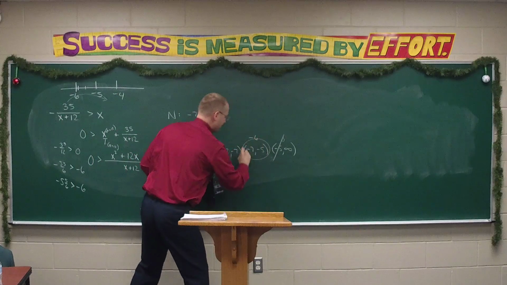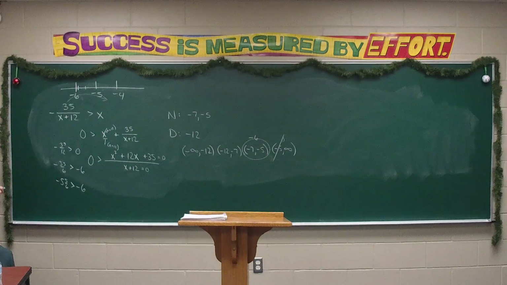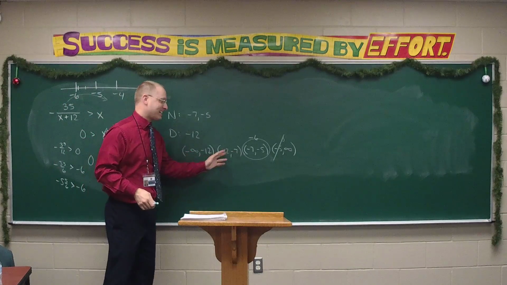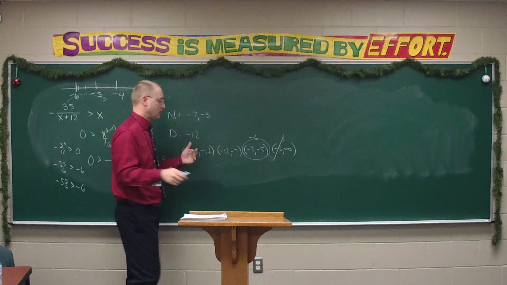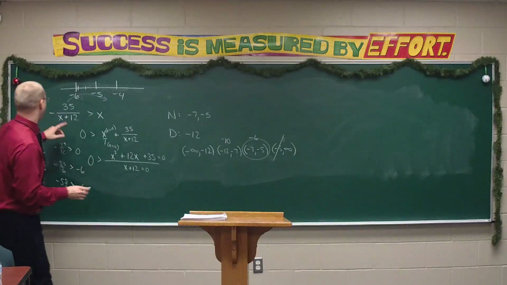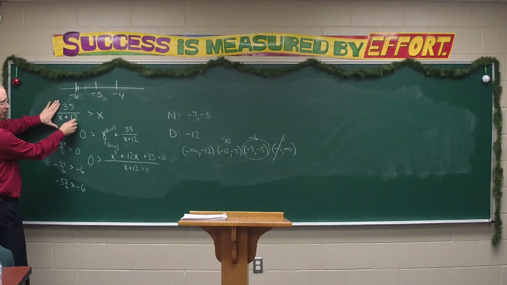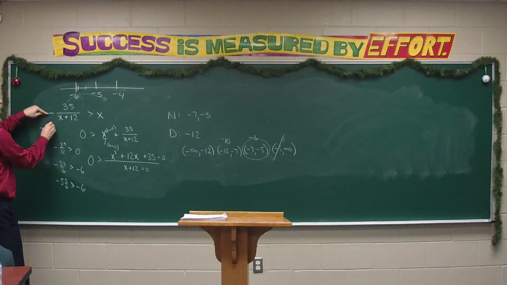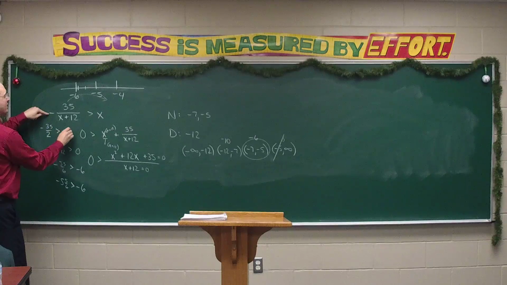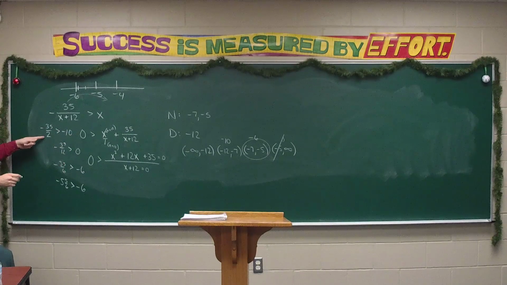Yes, that range works. Maybe we should try a different value. All right, let's pick something in between -7 and -12. Negative 10. All right, so -10 plus 12 is 2. So we get -35 over 2, is that greater than -10? Well, this, when you reduce it down, becomes -17.5.